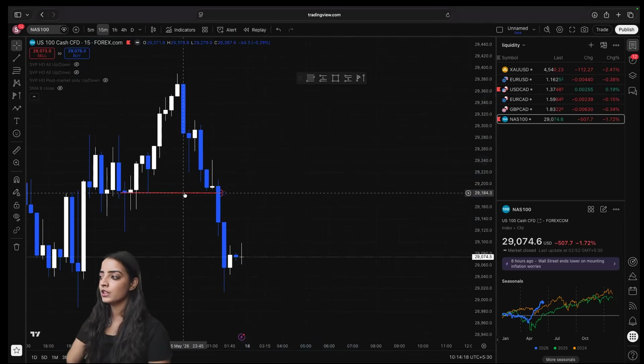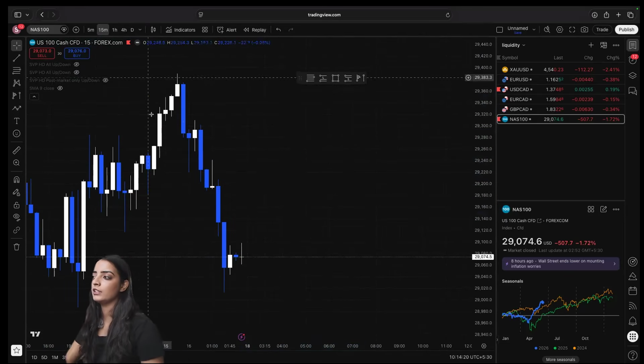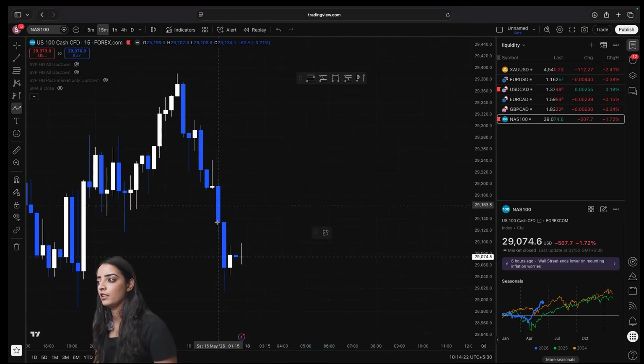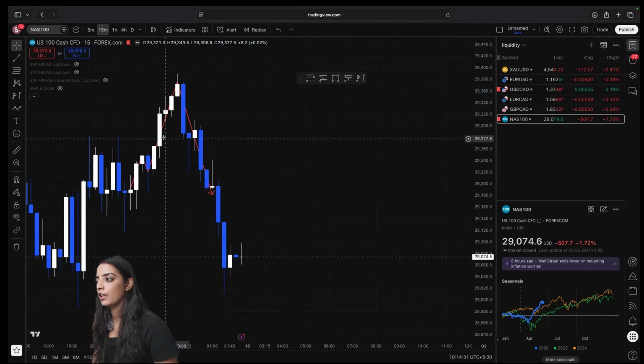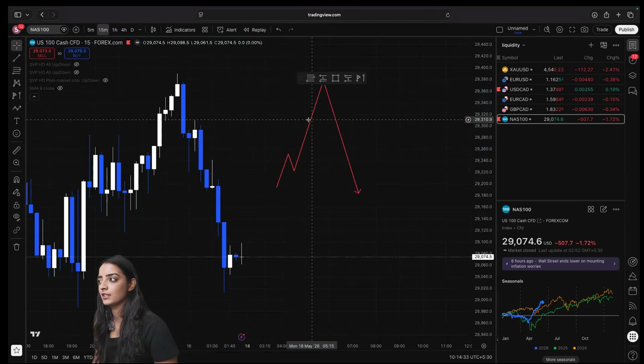A better way to do this is just going and seeing the last QM which you had. You can just mark it. Before this, the last QM which we had was this. Green candles, red candle, green candle went up, red closed below this. So the direction is bearish.